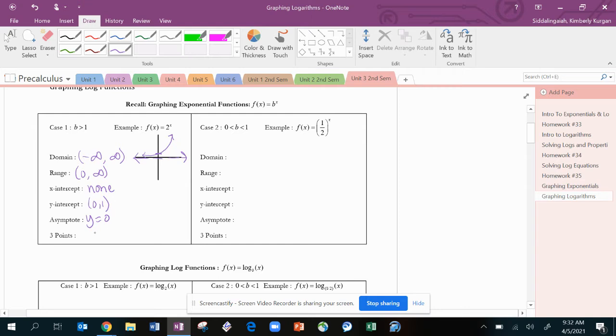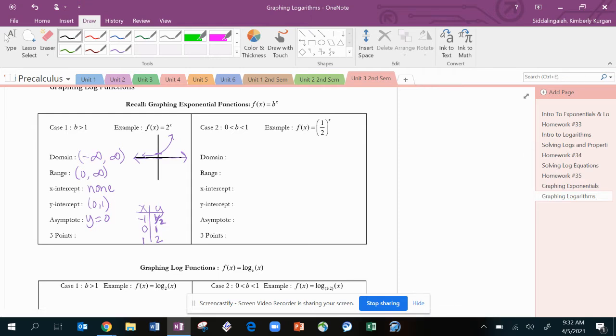So the 3 points, I'm going to draw a T-chart here. The 3 points are if x is -1, our y-coordinate is 1/2. If x is 0, we have a y-coordinate of 1. And if x is 1, we have a y-coordinate of 2.